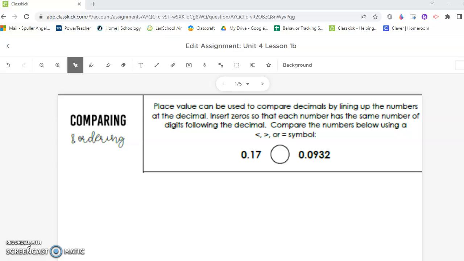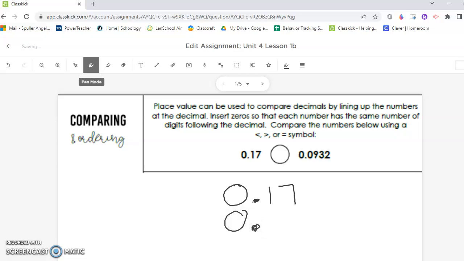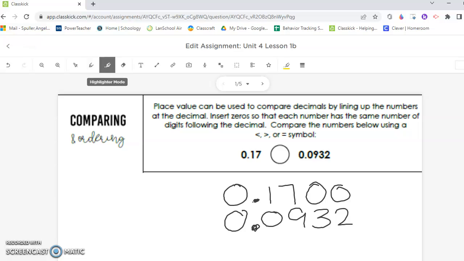So what this means is, and it's pretty easy, 0.17. So here's my decimal. So I'm going to line my second decimal of 0.0932. And then they said add those zeros to make sure that they line up. Okay. So now it's easy to compare. So I want you to think about this in the value of money. Here I have 17 cents, right? Here I have a little bit more than 9 cents. Well, which one's greater? Obviously, having 17 cents is greater than having 9 cents, right?